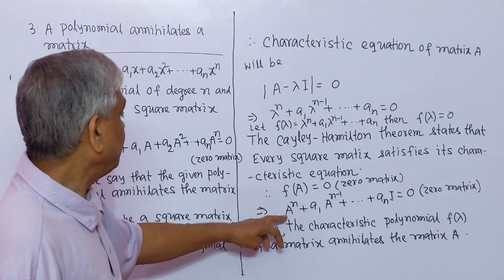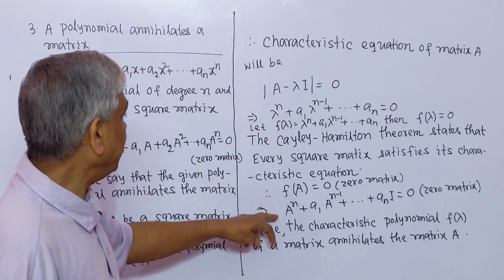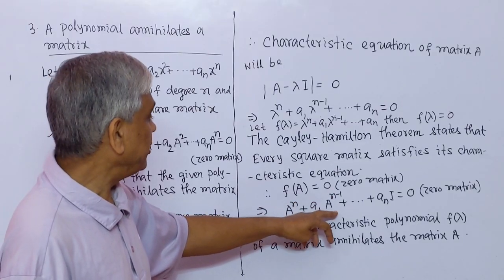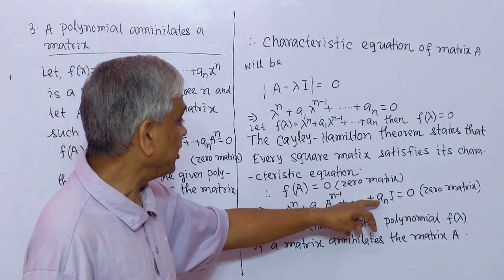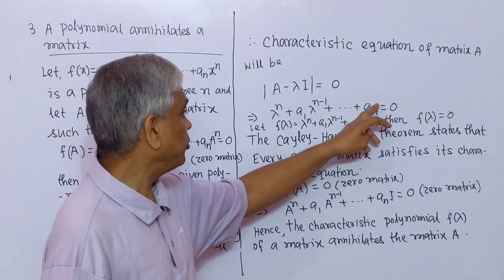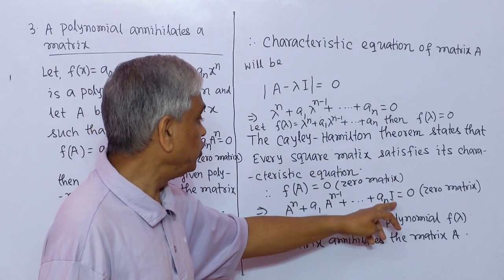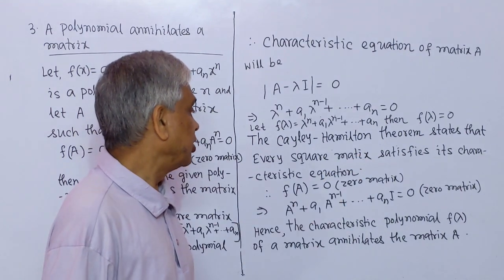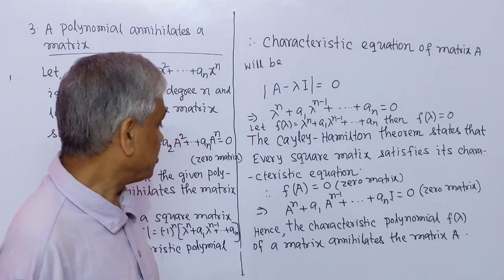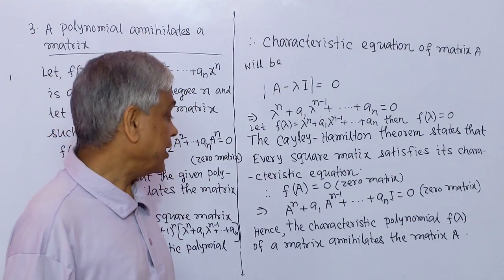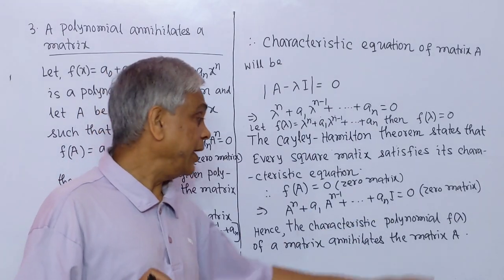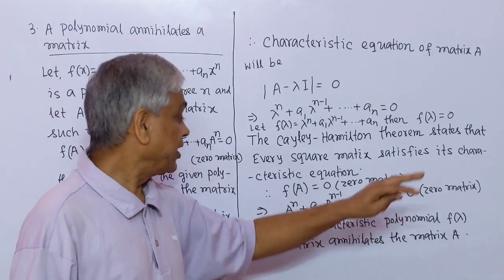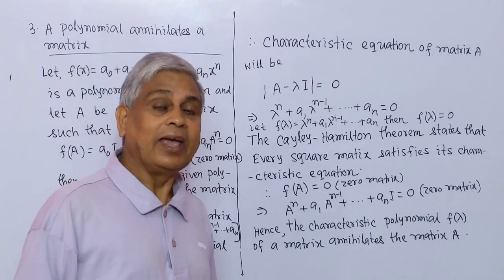implies that in place of lambda we write A: A to the power n plus a1 A to the power n minus 1 plus ... plus an. Here we have coefficient 1. Here we write unit matrix in terms of matrix I, equal to 0 matrix. Hence, the characteristic polynomial f(lambda) of a matrix annihilates the matrix A.